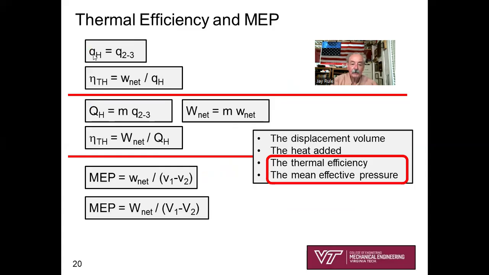Let's see, the QH was Q from 2 to 3, and so the thermal efficiency is little w net over little QH, or capital W net over capital QH. We have all those numbers, so now it's a calculator effort to get the thermal efficiency. Let's see, mean effective pressure, that's little w net divided by little v1 minus little v2. Okay, we've gotten all of that information, so that's going to be just plug and chug to get the mean effective pressure in kPa.